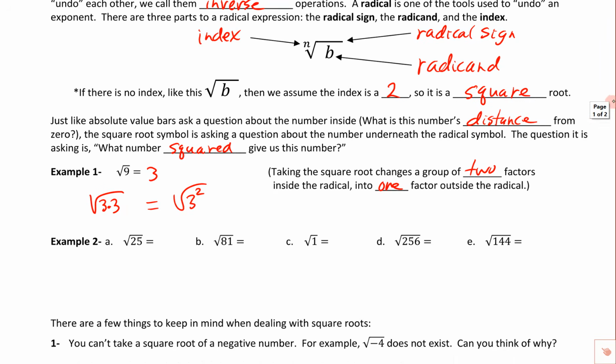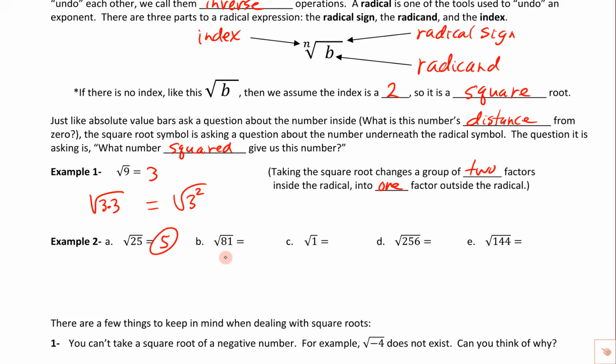So again, the question here is, what number do we square to get that number that's underneath, that radicand as we call it? Again, notice that all of these are square roots. They don't have an index, so they're all square roots. So the question here is, what number do we square to get 25? What number do we square to get that number underneath? Well, we square 5, so there's the answer on this one.